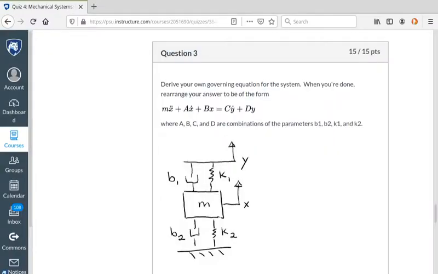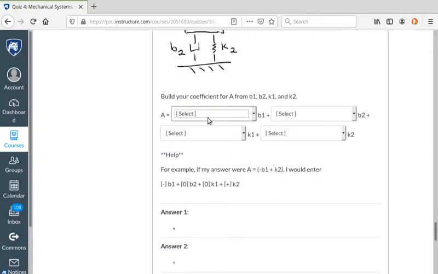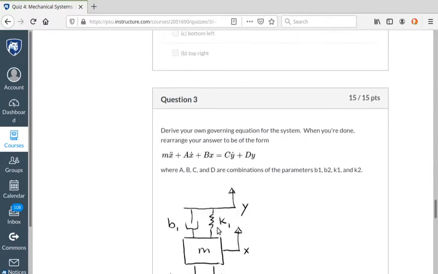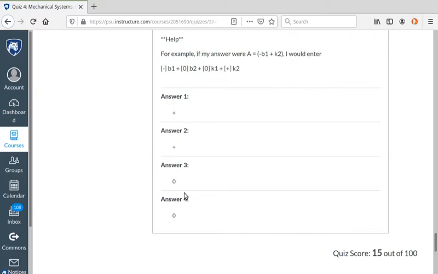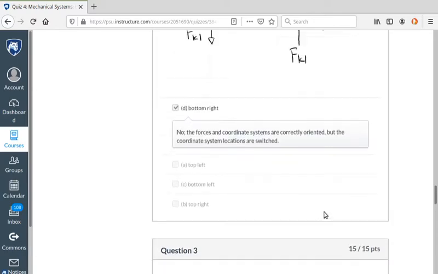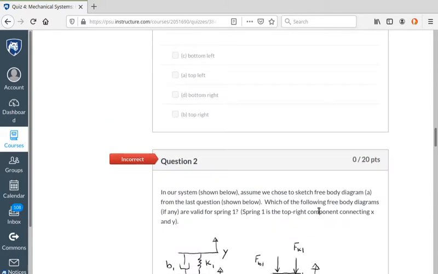Okay, so let's go back to the screen. Oop, not that one. There we go. When you do that, here you can choose from these. So A we said was going to be positive B1 and positive B2, right? So that's the way we would fill that in. This one, apparently I answered correctly. So there we go. That actually carries us through the last of the questions.